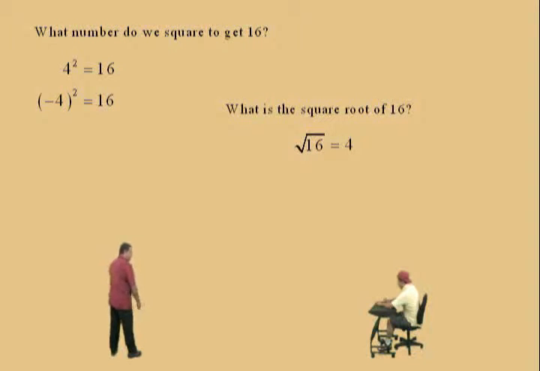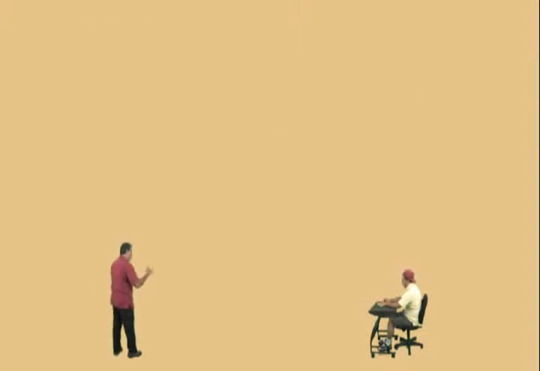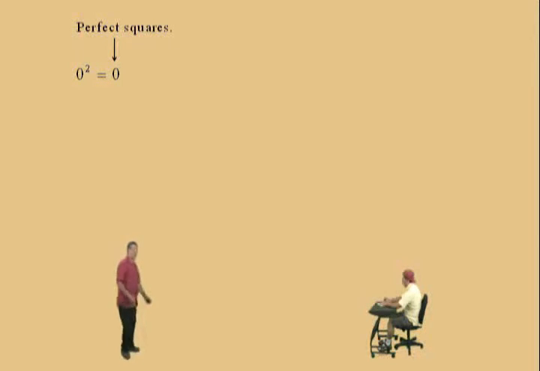All right, let's look at some other square roots. Now, before we move on, though, let's look at what we call perfect squares. Now, watch. Charlie, what's 0 squared? 0. 0, that's right. So 0 is considered a perfect square, which means when you're asked, what is the square root of 0? The answer will be 0, because 0 squared is 0.